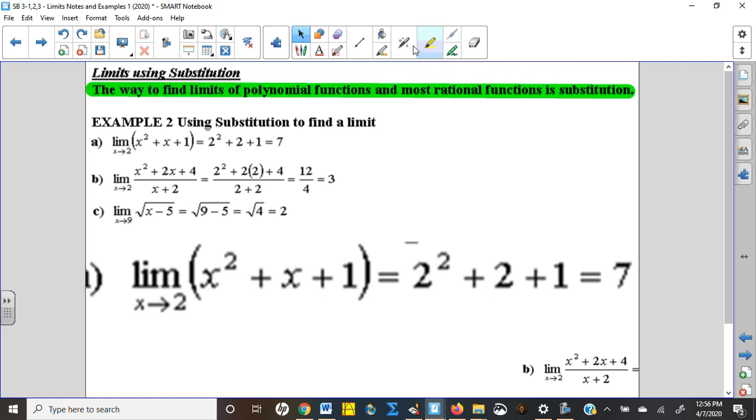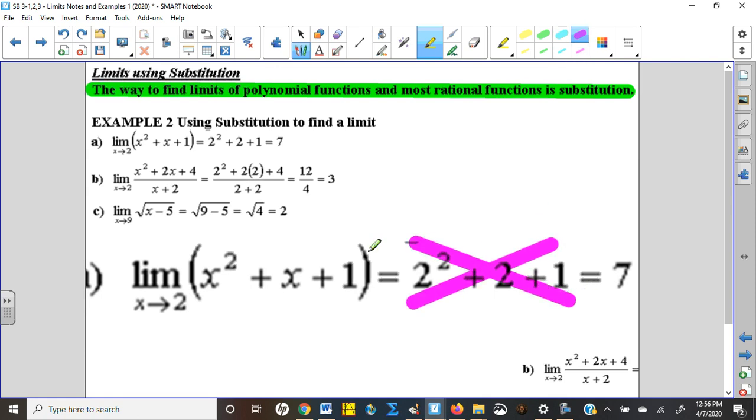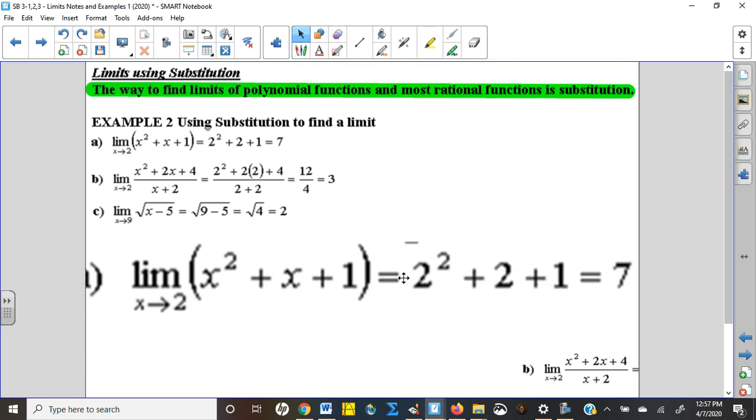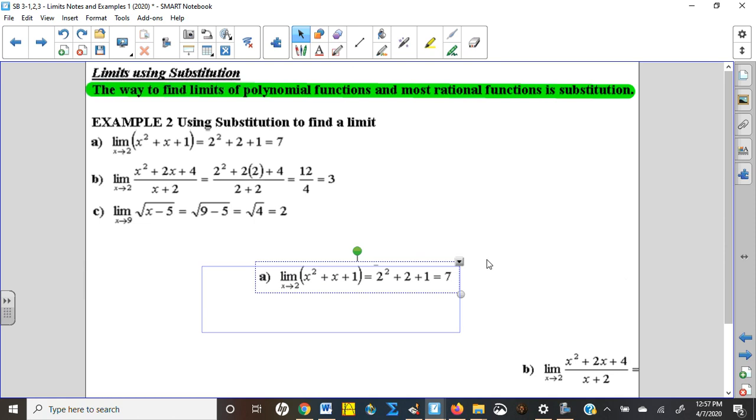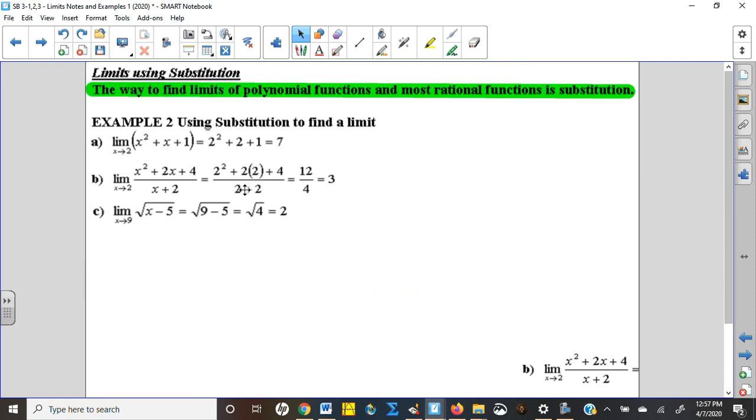Now, I will say that sometimes people leave this step out and they just do it in their head, and you can't do that. You have to show substitutions. It's a critical step in this process. If you skip it, you're not doing the math right, and you're going to lose points for that. So please be careful about that.